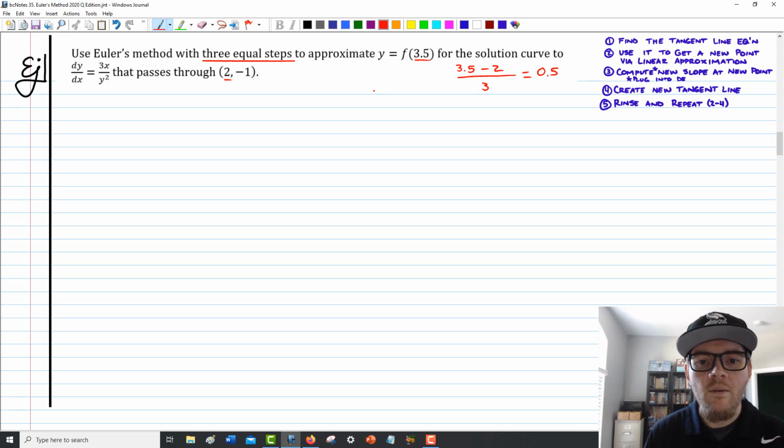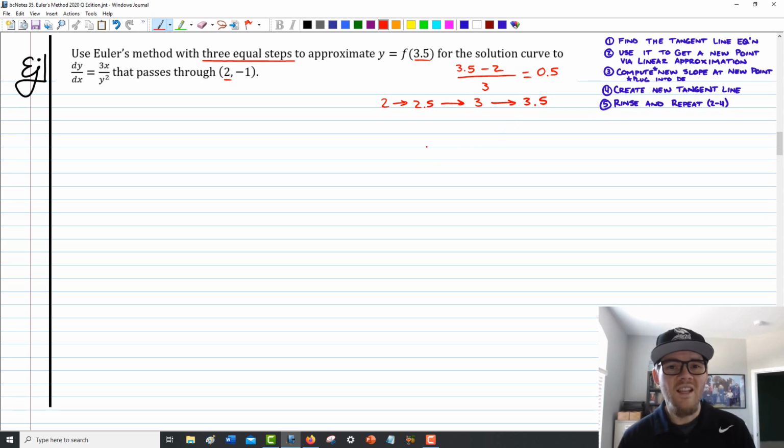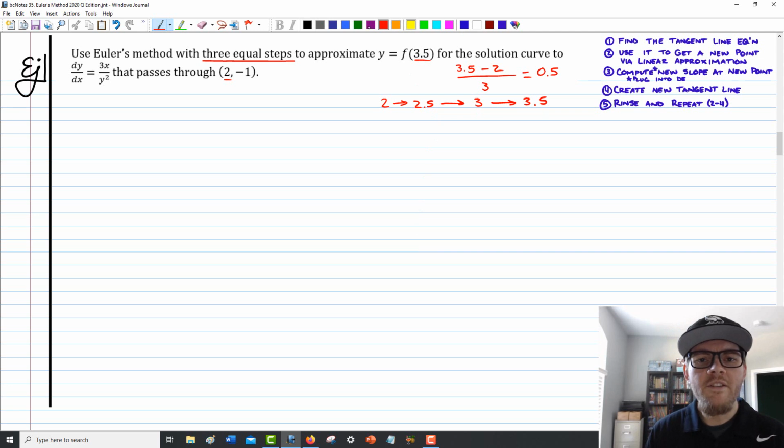Having said that, that means that we have our quick little game plan. Our game plan is going to start at 2. It's going to take us to 2.5. Then we'll go to 3. And then finally, we'll reach 3.5. So that means we've got to do a couple tangent lines to get there. In fact, there's going to be 3 tangent lines, 1 per step. So having said that, let's begin where we started here. We're going to start with the point 2, negative 1.